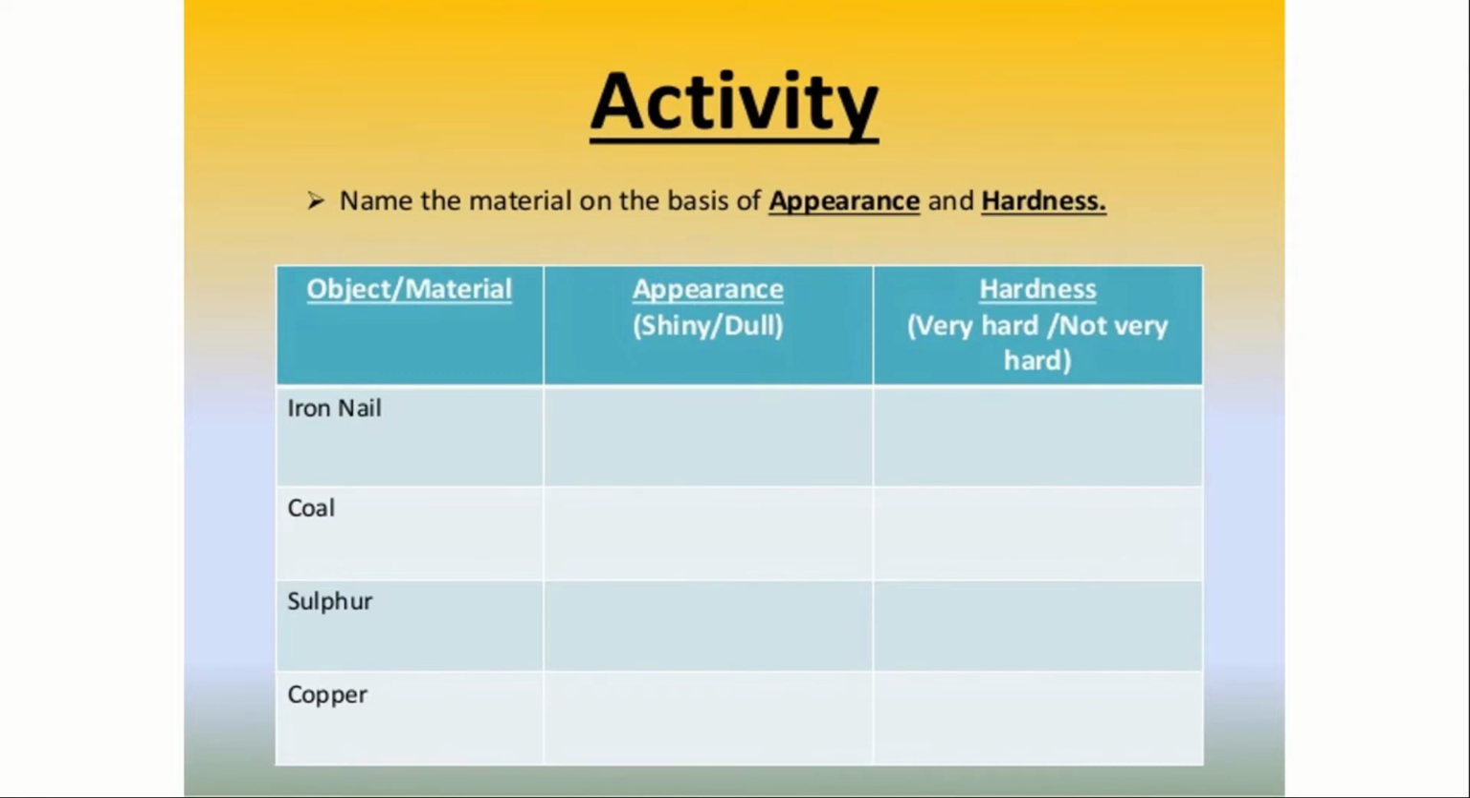Before moving to the main topic, let us do a small activity. We have to name the material on the basis of appearance and hardness. I have listed some of the materials. We have to name it according to the appearance and hardness. Iron nail, coal, sulfur and copper.